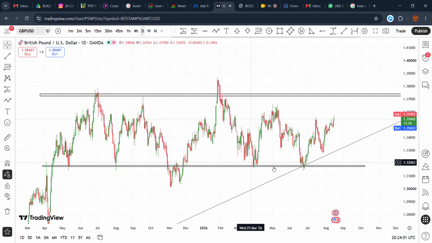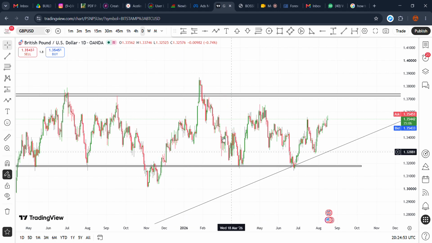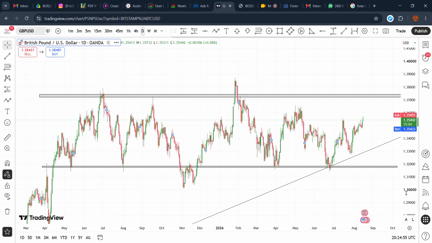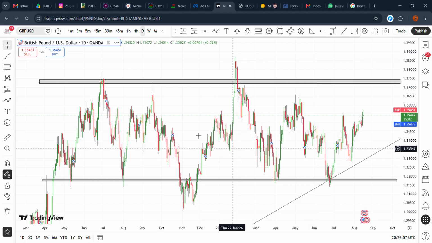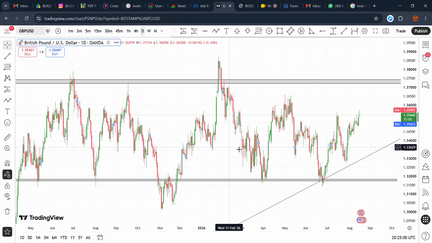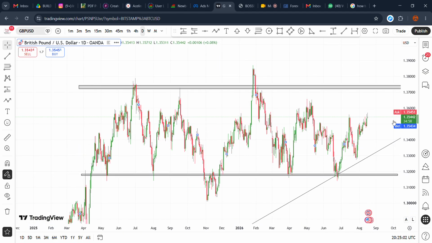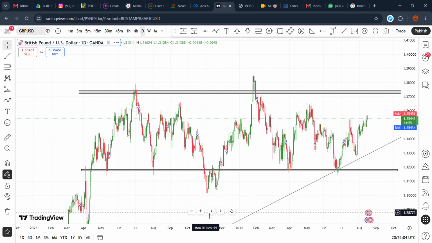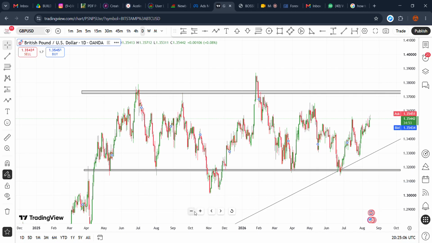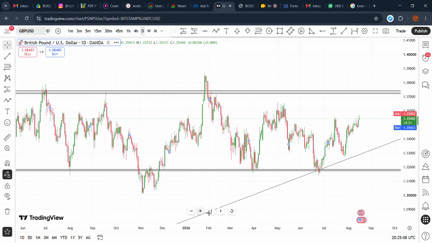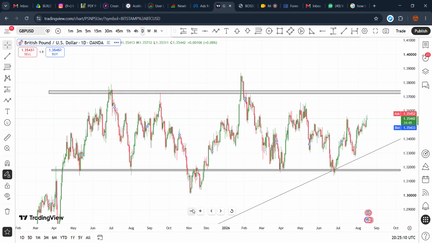So this is a major support level and resistance level on this time frame. I can still see other zones on this time frame. So what do I do? I intend to draw them, the ones I can see.